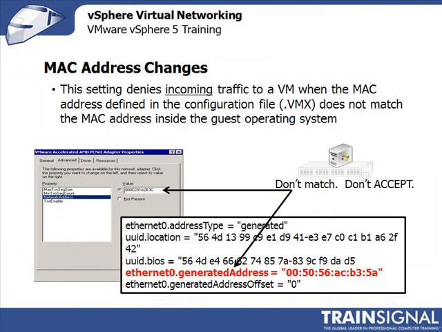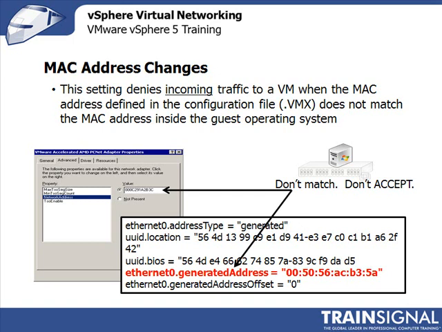Alright, so what happens here is that the MAC address that's defined in the guest operating system, as you can see in our figure, it's a Windows operating system, does not match the MAC address specified in the VMX file. And the VMX file is the virtual machine's configuration file. So basically, the address in the guest operating system and in the VMX configuration file need to match before traffic can be allowed to pass through. If they don't match, then traffic is rejected.